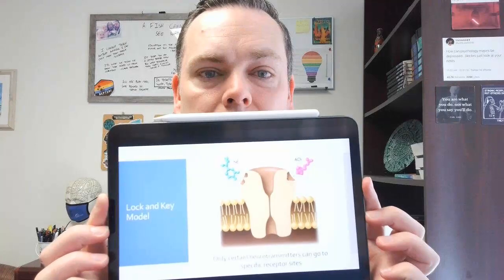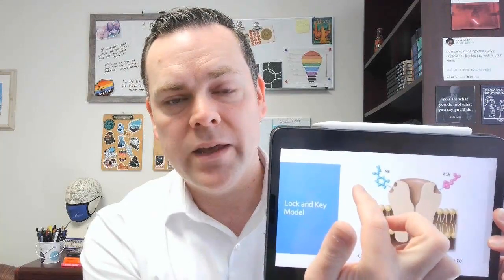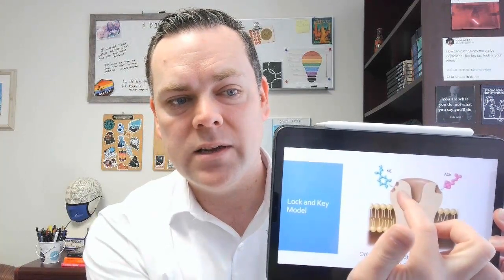Now, because these neurotransmitters are chemical messages, as a chemical, they have a certain makeup. They look like a certain thing. This is where we get what's called the lock and key model. As the neurotransmitters are released, they have a certain kind of structure to them, and that means they can only be received by the one that's actually going to match it. Just like a key can only fit into the lock that it's been designed for, same thing here.